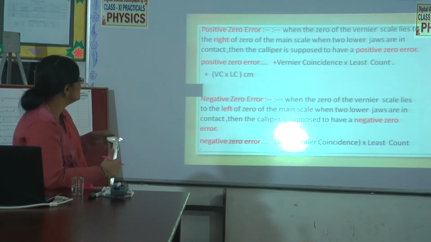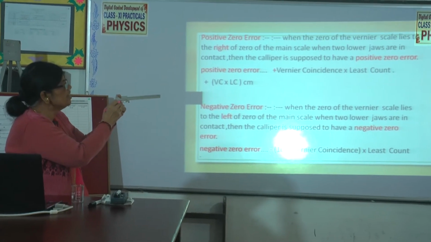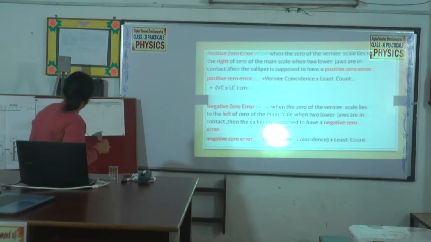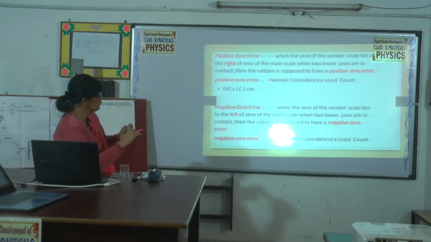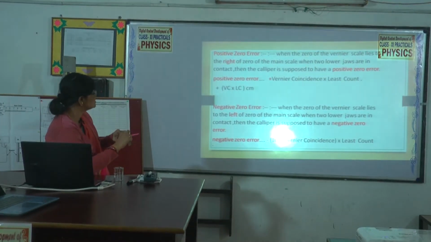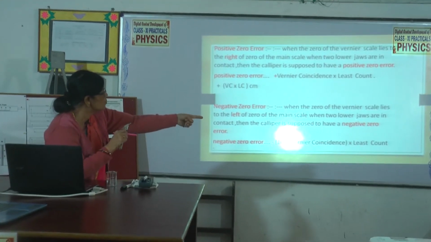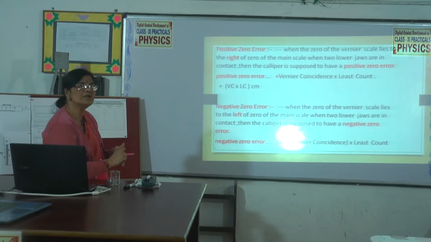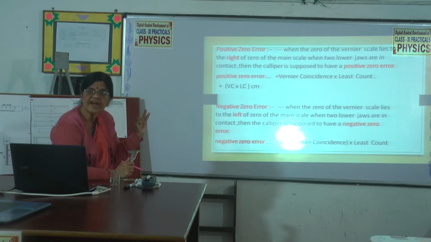The negative zero error is when the two jaws are kept in contact and the vernier zero lies to the left. Here in this diagram, it is lying to the left. If it is lying to the left, you see the vernier coincidence. Suppose the 9th vernier coincidence is there, then 10 minus 9 into 0.01 will be minus 0.01, which will be algebraically subtracted from the total reading to give the correct reading. So now in the theory, we wrote the working formula of the total reading. We defined least count.